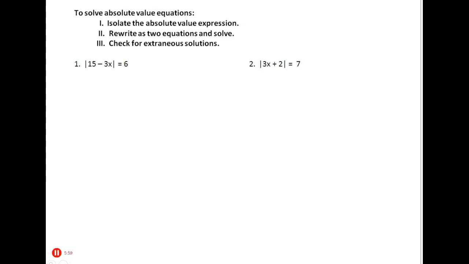Step 2 is to rewrite it as 2 equations and solve. And then step 3 is to go back through and check. So what we're going to do first is it's already isolated, so 1 is done. 2 is to rewrite and solve. So we're going to rewrite it as 15 minus 3x equals 6. So that's the positive, and then the negative is 15 minus 3x equals negative 6.